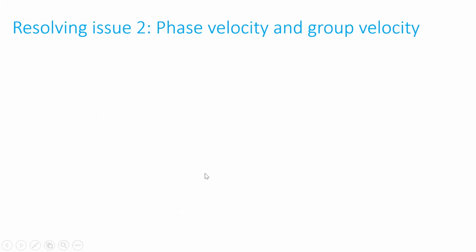Okay, all right, so let's go to issue 2. To resolve issue 2, which was that the velocity of the stationary state was half what we expected, we have to learn to distinguish between something called phase velocity and group velocity. And this is common to all waves, not just wave functions. Water waves, waves on a string, and so forth.